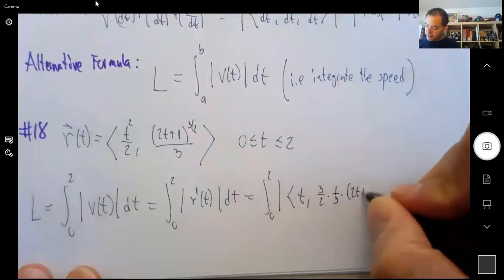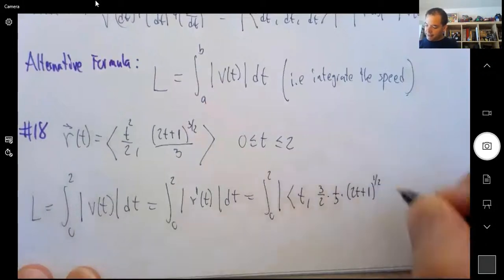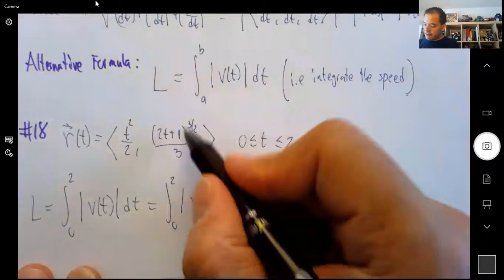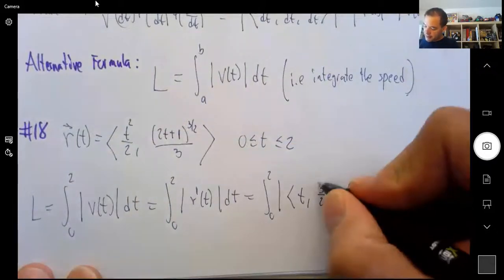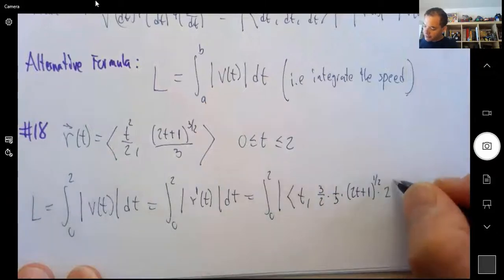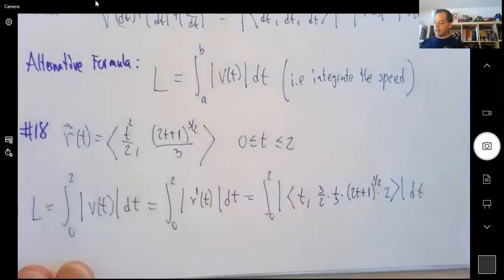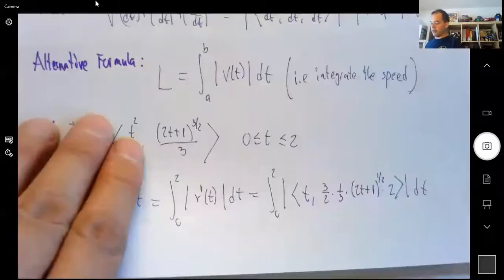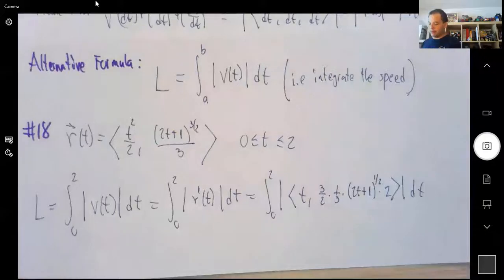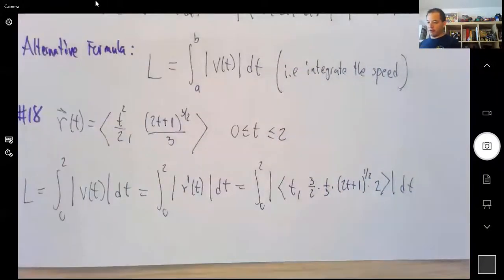And it will be (2t + 1)^(1/2) times the derivative of 2t + 1, which is 2. Everything squared. All right, so that's just the derivative. Now, to figure out its magnitude is where we're going to square each one of the components and add them. So let's continue over here.